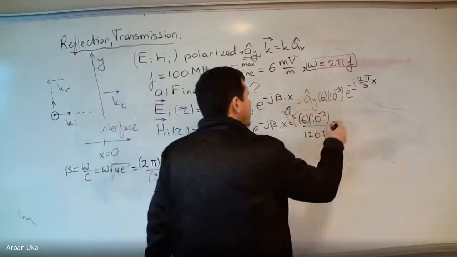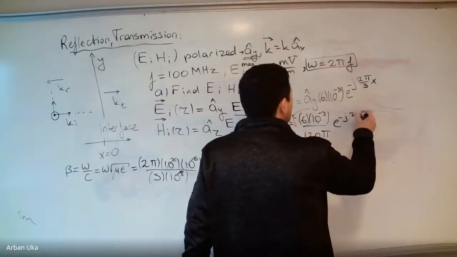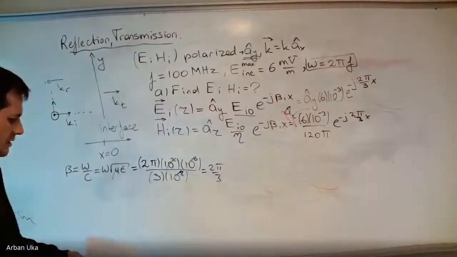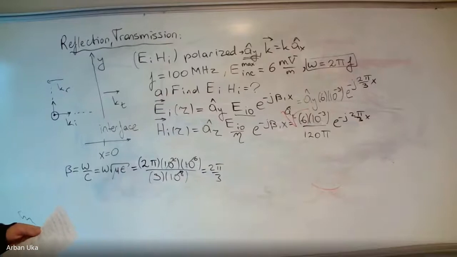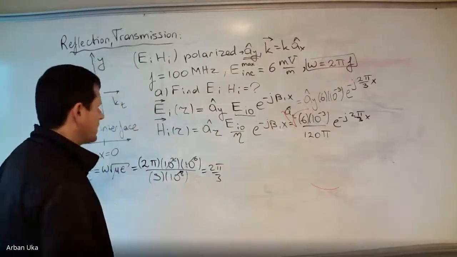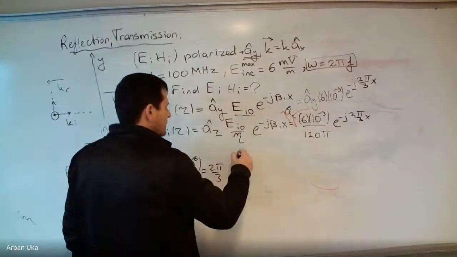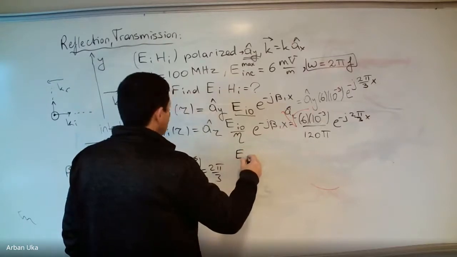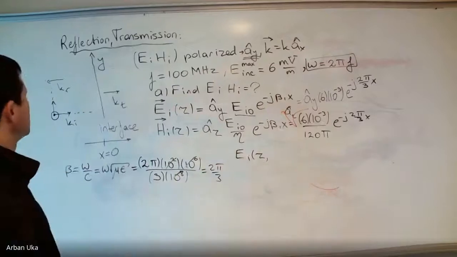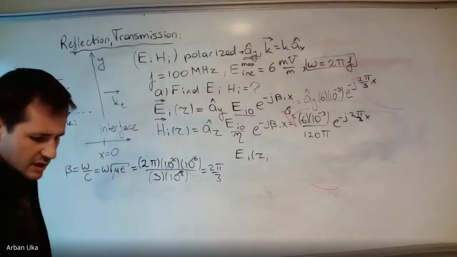Times e to the power minus j 2 pi over 3 x. Okay, so these are the waves which represent the incident wave. For the instantaneous expression, we just multiply, so we write E incident as a function of... wait a second, this is not correct actually. Do you notice anything wrong here?